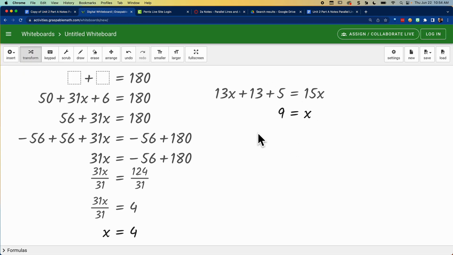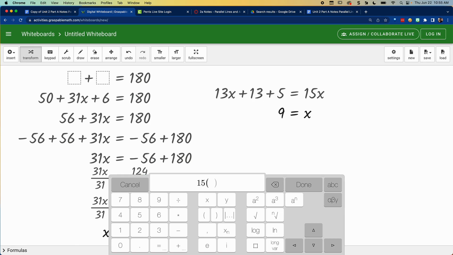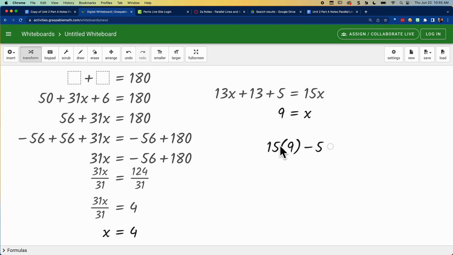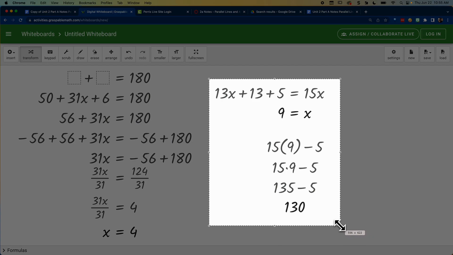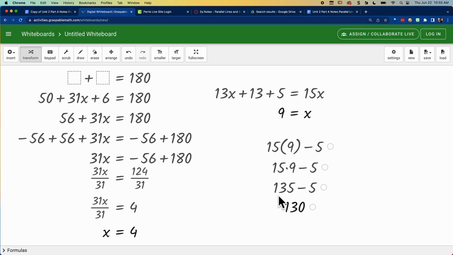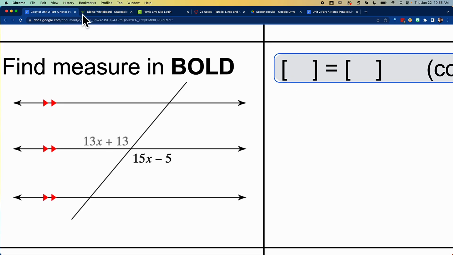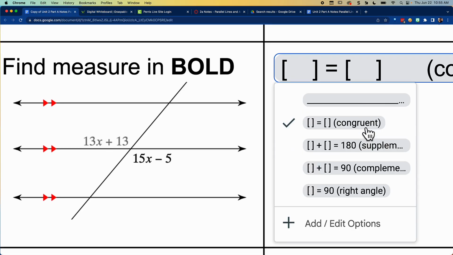So all I do is I type in here, new equation, but it's 15 times 9 minus 5. Let's double check: 15x minus 5. So 15 times 9 minus 5. Let's see what this comes out to. 135 minus 5, so it's 130. So here's my whole work, solving for x and calculating what the angle is. And we wind up seeing that it's 130. In fact, it would have been 130 for both of these because they're congruent.